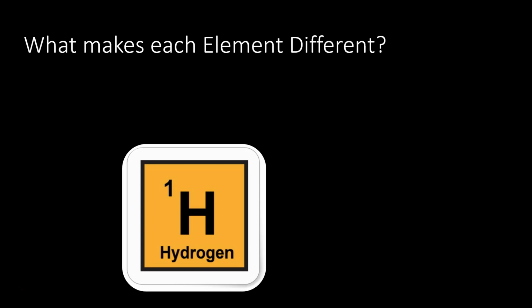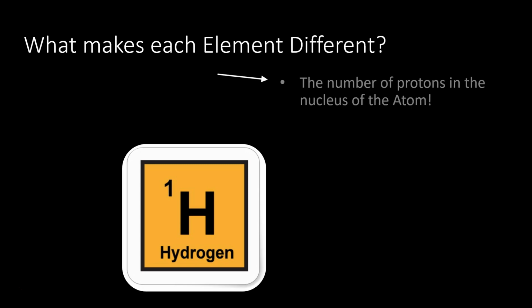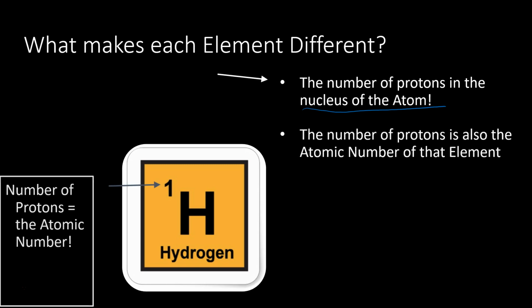So first, number one, what makes every element different? What makes them all different from each other? And the answer is simple. The answer is, it's the number of protons in the nucleus of the atom. Okay, so here we see this word again, nucleus of an atom in the center. So the number of protons in the center is what makes each element different and unique. Okay, so when we talk about hydrogen, hydrogen will always and forever have one proton in the nucleus. And we show that on the periodic table.